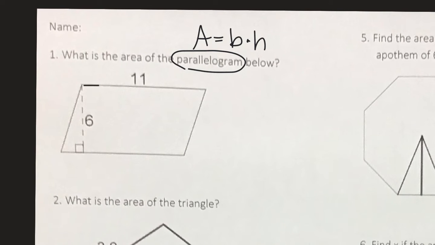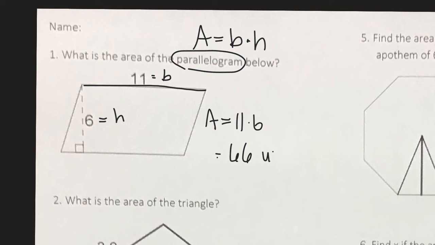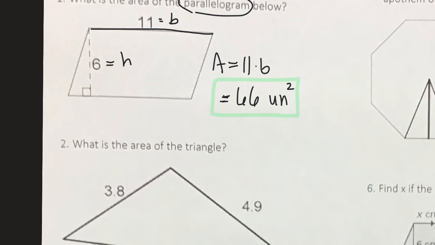So here 11 represents your base and 6 represents your height. Quite simply, 11 times 6 is 66 square units. Since we're not given units in the problem, you have to just assume that they are some type of unit. And area always has a squared unit. It is a length times width, a squaring of the units.